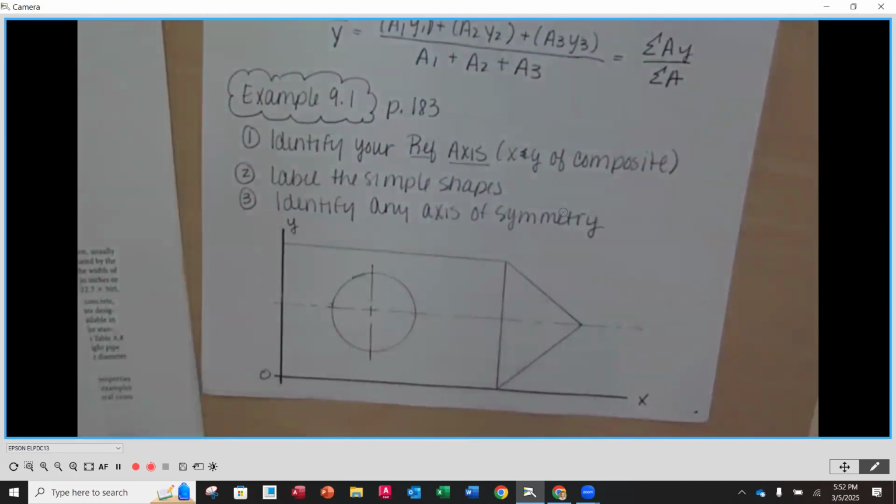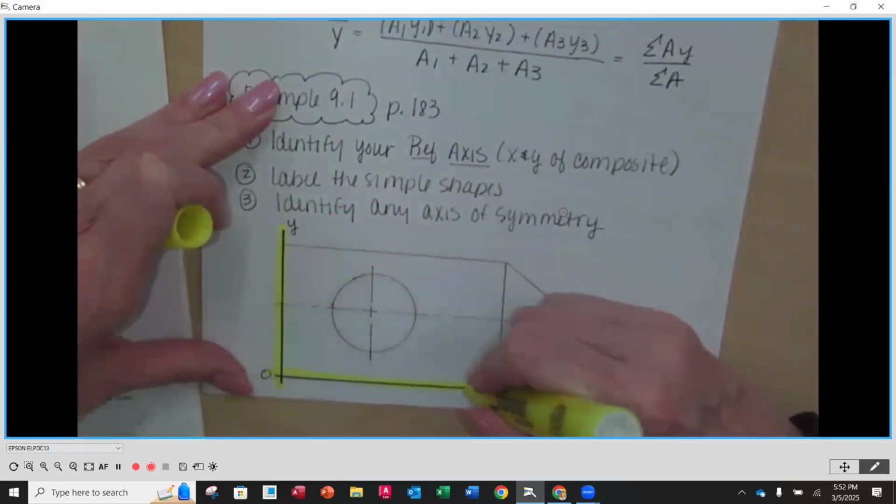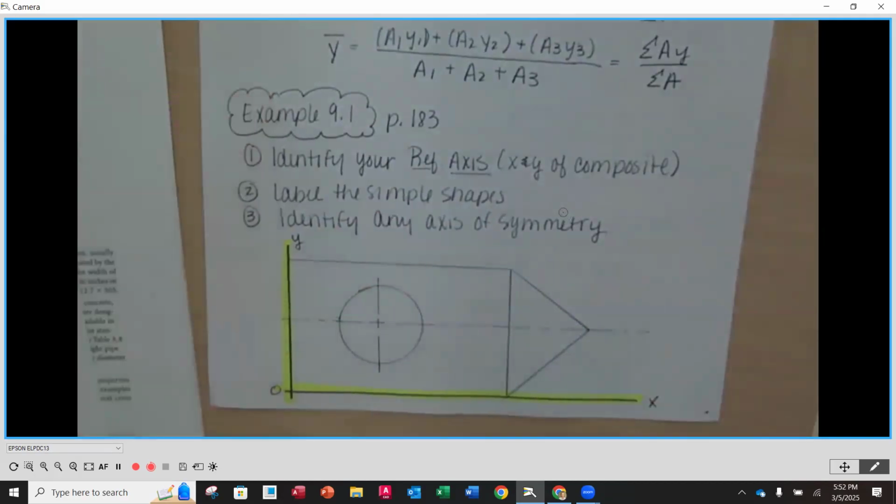So step number 1 is to identify your reference axis. Now, I think in both the problems that we're going to be doing this evening and in the 2 application problems, you have a reference axis identified. If it's not, you need to pick it, okay? In this case, our reference axis is going to be the X and the Y axes where they come together in that lower left-hand corner of our composite shape, okay? So you want to identify that or define it, okay? So it's going to be that X and Y of the entire composite.